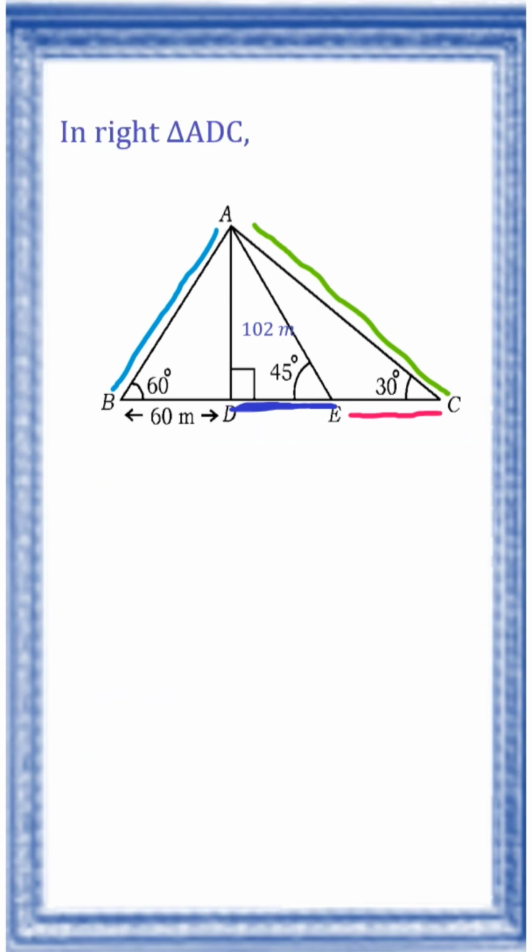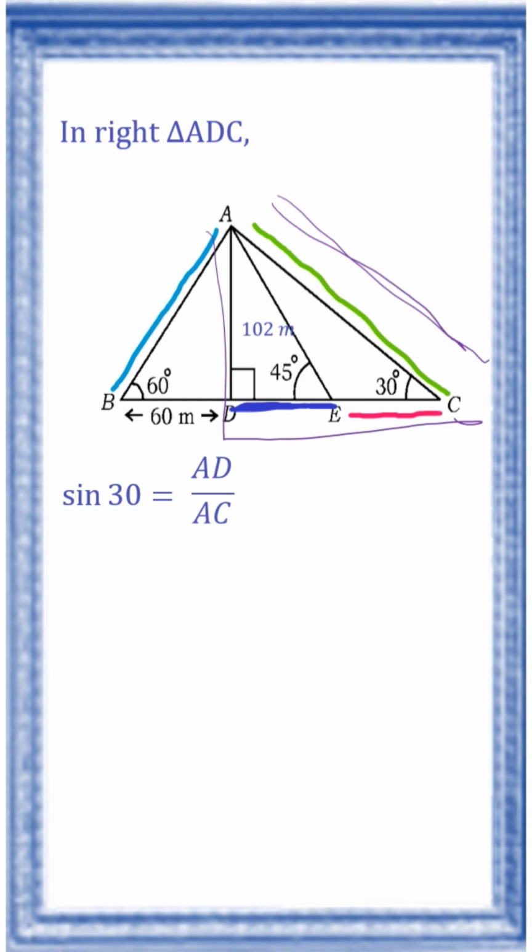Now let us calculate AC by using the triangle ADC. Here now let us use the sine ratio. Sine 30 is equal to how much? AD by AC, hypotenuse. Sine 30 is half. AD we have calculated already, 102. AC is, now don't use 60 root 3, again you have to multiply the number with root 3. AC is equal to 102 into 2 cross multiply. What is it? 204 meter.